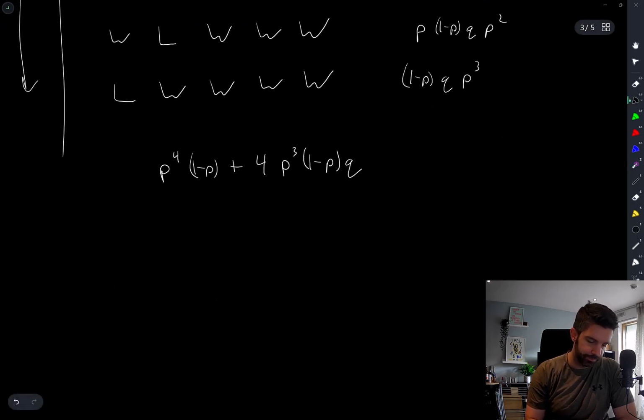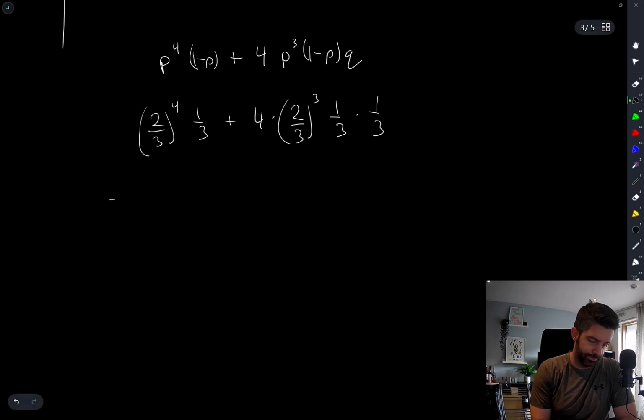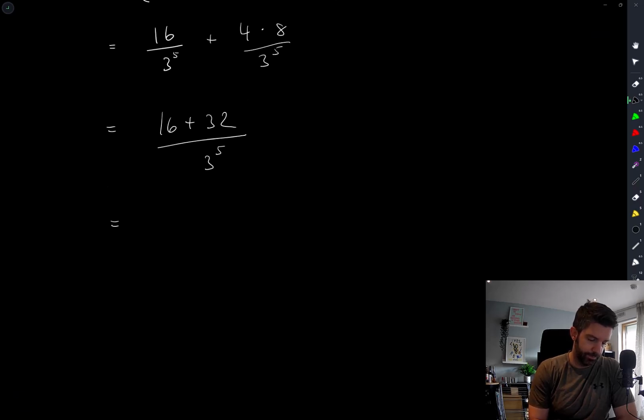Anyway, let's just compute this. So p is 2 over 3. So we have 2 over 3 to the 4 times 1 over 3 plus 4 times 2 over 3 cubed times 1 over 3 times 1 over 3. 16 over 3 to the 4, 3 to the 5 actually, plus 4 times 8 over 3 to the 5, 16 plus 32 over 3 to the 5, 48 over 3 to the 5.